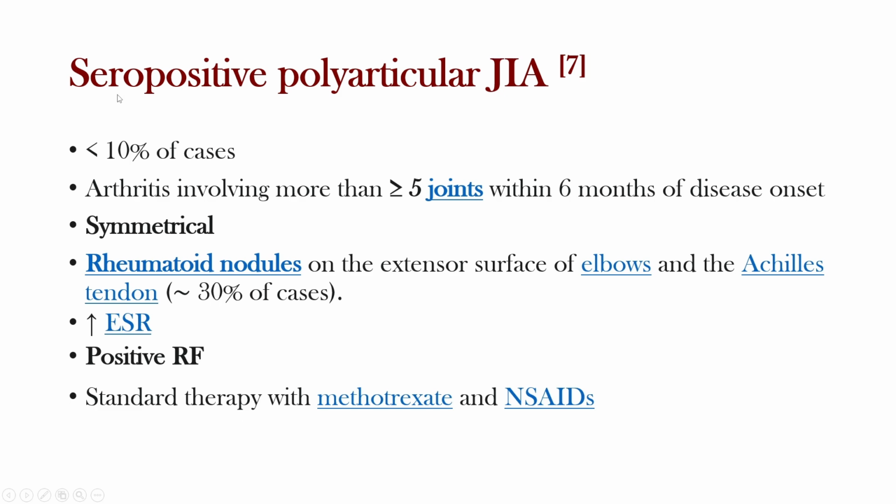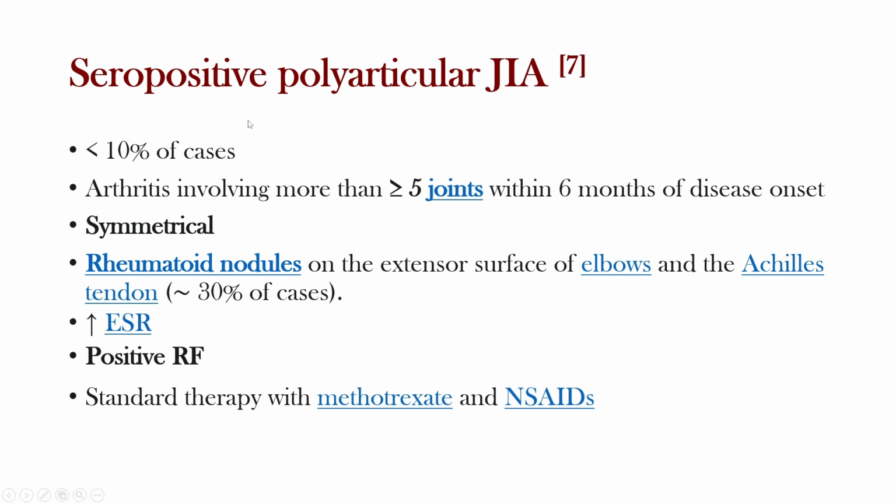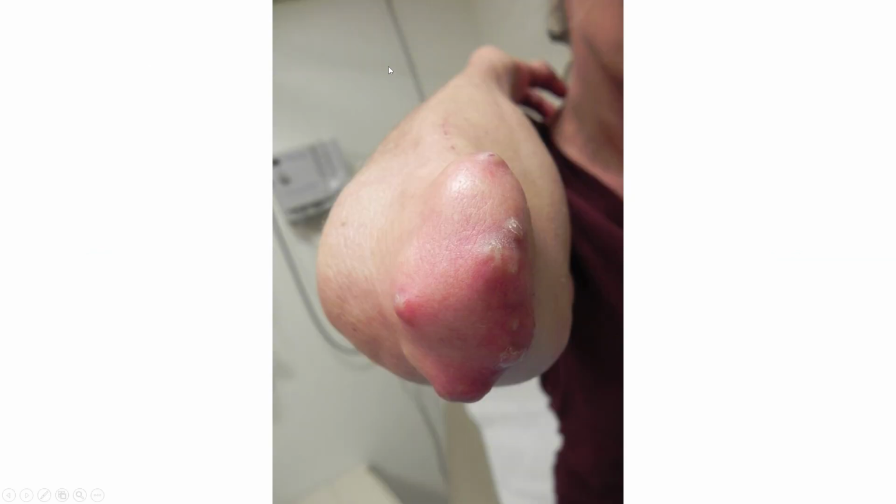Then we will have seropositive polyarthritis. This is seronegative, and this is seropositive. It's less than 10% of the cases. Arthritis will involve more than 5 joints within 6 months. This time it's symmetrical. Rheumatoid nodules will be seen on the extensor surface of the elbow and the Achilles tendon. ESR will be high and rheumatoid factor finally positive. The treatment is methotrexate and NSAIDs. So we all know what this is. This is the rheumatoid nodule. We see it on the extensor surface of the elbow.